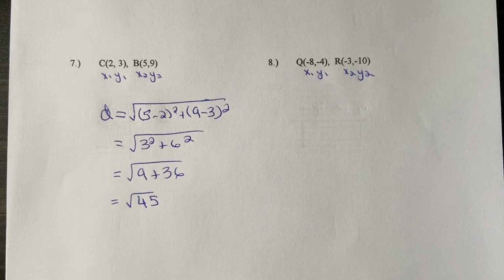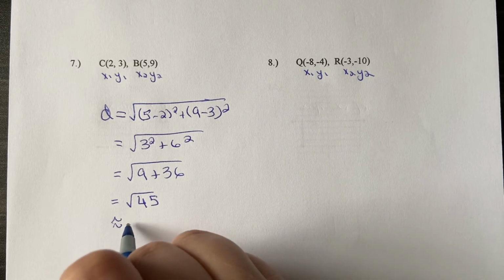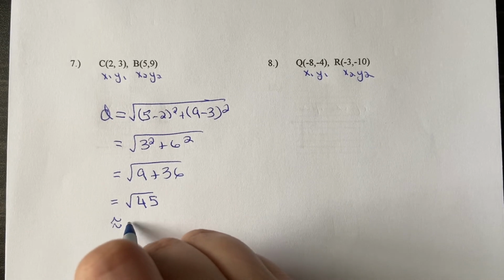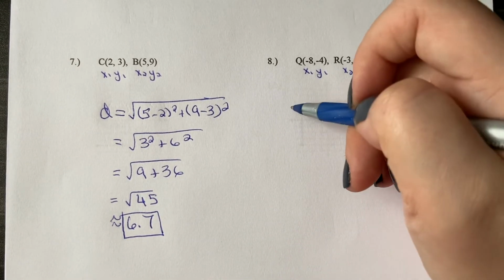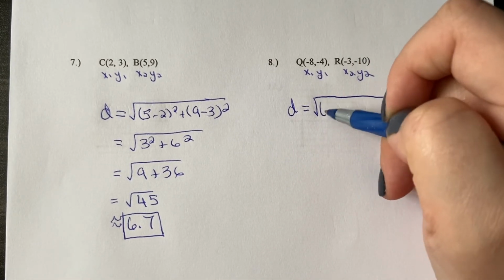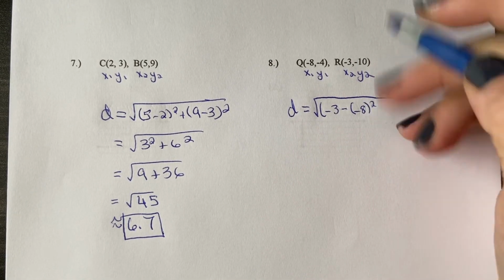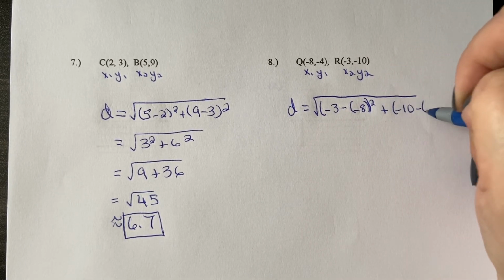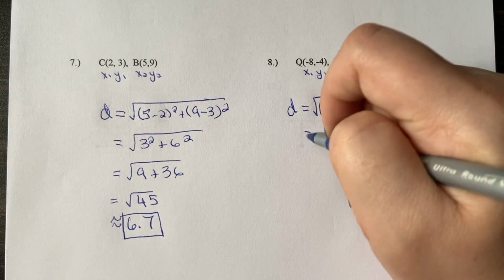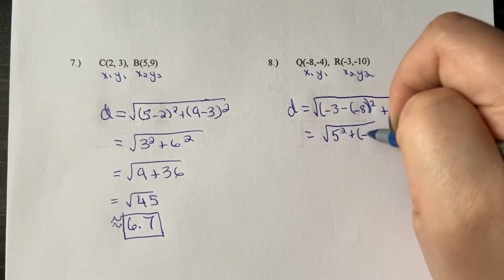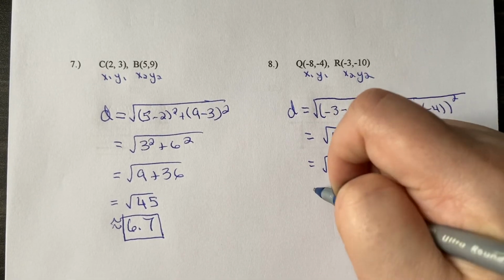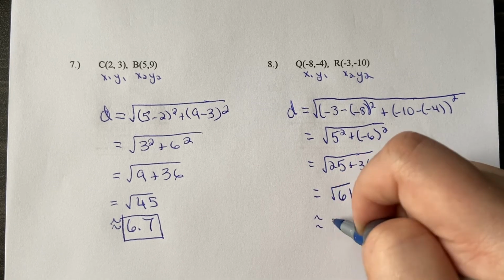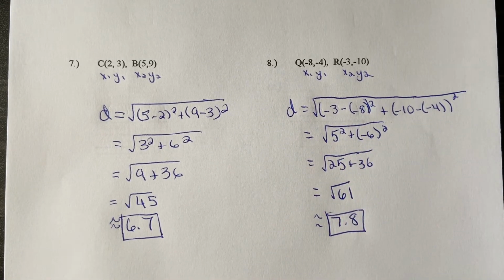Now 45 is not a perfect square. So when you take the square root of it, you're going to have to round. So we're going to round to the nearest tenth. So you end up getting 6.7 to the nearest tenth. Okay, and I believe the same thing kind of happens for number 8 if you tried it. So we have negative 3 minus negative 8 squared plus negative 10 minus negative 4 squared. That's going to be 5 squared plus negative 6 squared, or 25 plus 36, which is the square root of 61. So that's approximately 7.8.